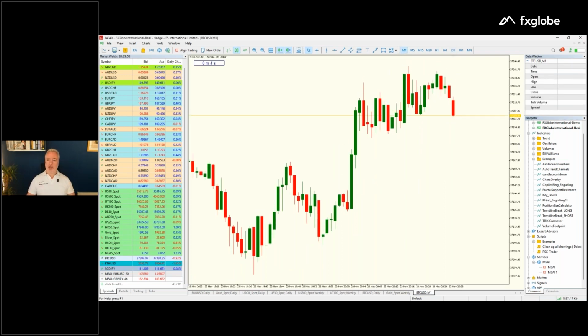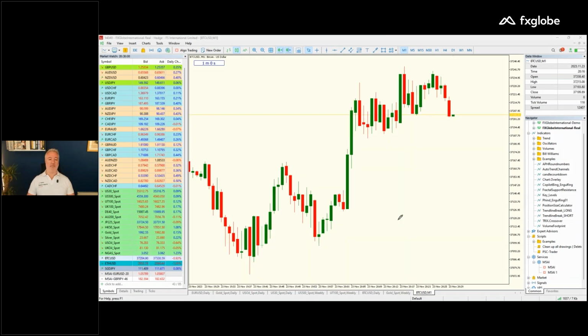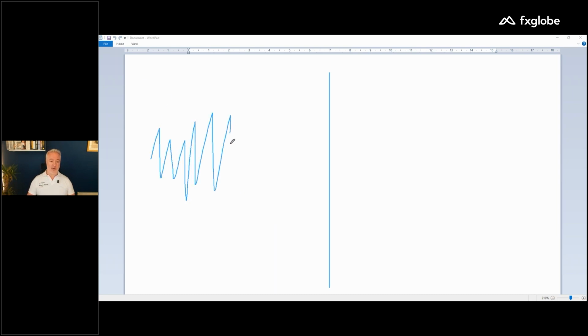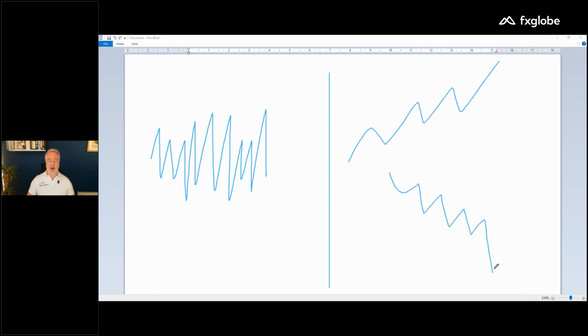So a market can only exist in one of two states at any one time. It is either not trending, which is to say it's not moving, or it's moving. So it's either moving up, trending up, or it's moving down, trending down. It can only be in one of those two states.